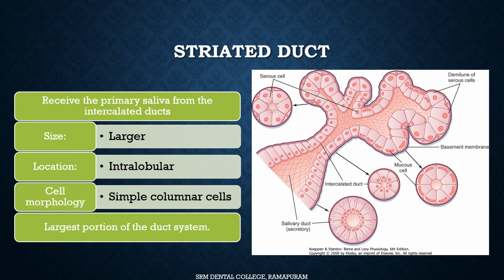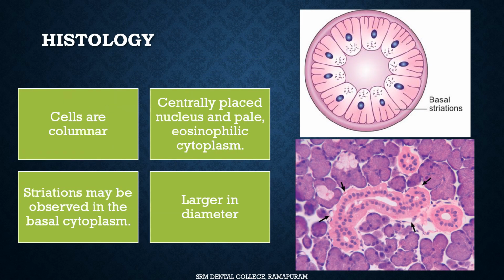Coming to the cell morphology, the striated duct is lined by simple columnar epithelium and they form the largest portion of your ductal system. So under the microscope, the striated duct is larger in diameter when compared to your intercalated duct. They are lined by simple columnar epithelium. These columnar cells have a centrally placed nucleus and a pale eosinophilic cytoplasm. Striations can be seen in the basal cytoplasm, that is, on the basal surface, numerous lines or striations can be noted.